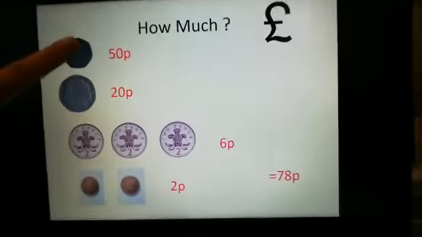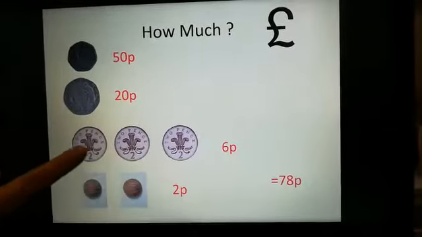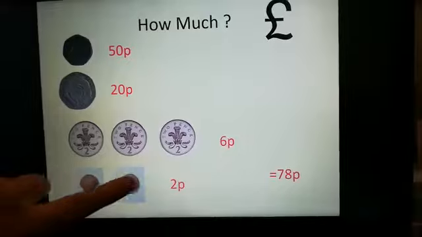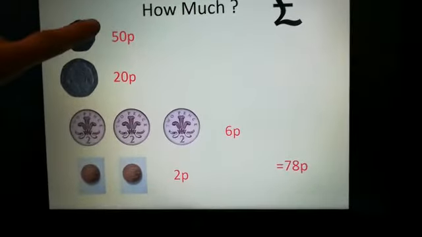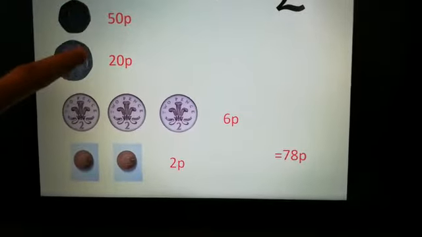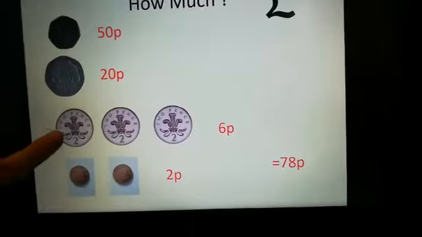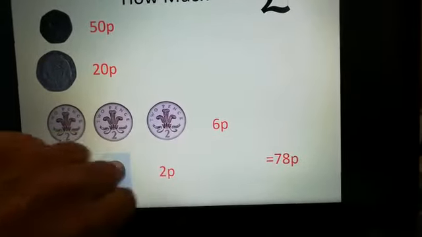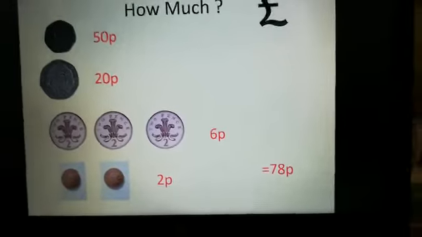So you've got a 50 and a 20, 6 pence because 3 2s are 6, 2 pence because 2 1s is 2. So if you add all those up, you've got 50, add 20, and we know that 5 tens add 2 tens is 7 tens, which is 70. Then you've got add on the 6, 76, add on the 2, 78.